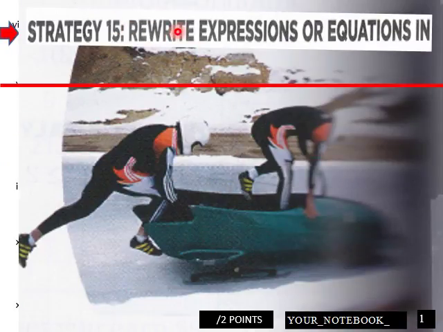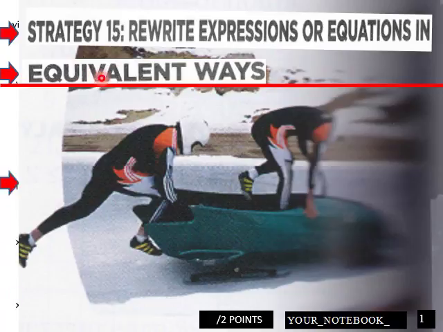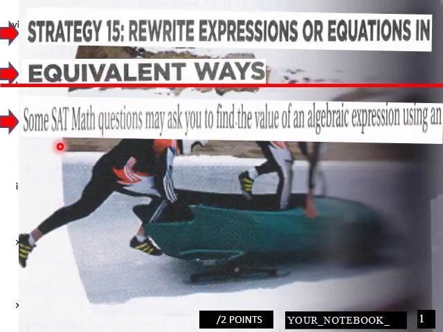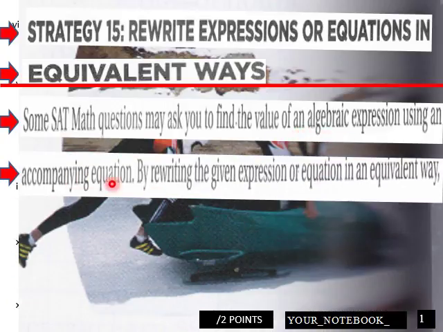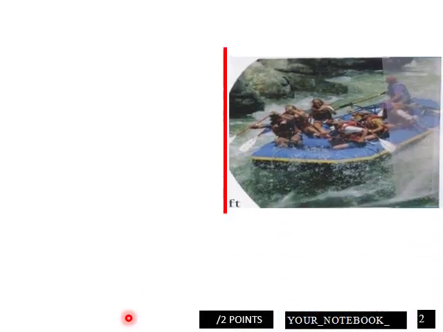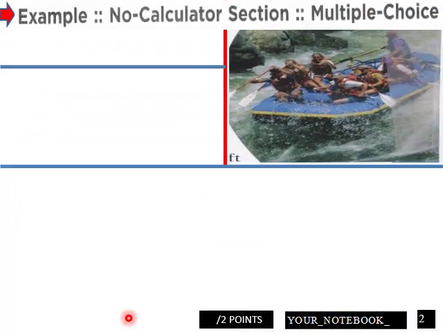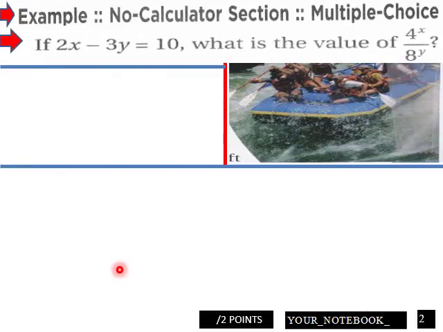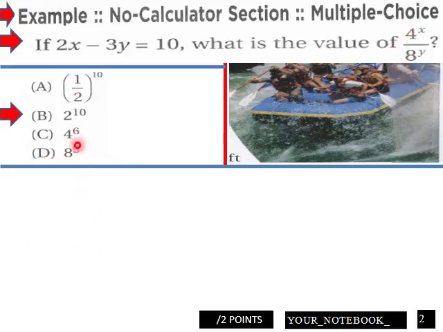Page 1, Strategy 15: rewrite expressions or equations in equivalent ways. Some math questions may ask you to find the value of an algebraic expression using an accompanying equation. By rewriting the given equation in an equivalent way, you may be able to make a substitution for its value. For example, no calc section, multiple choice: if 2x minus 3y equals 10, what is the value of 4^x over 8^y? And then here would be the solutions that are offered.